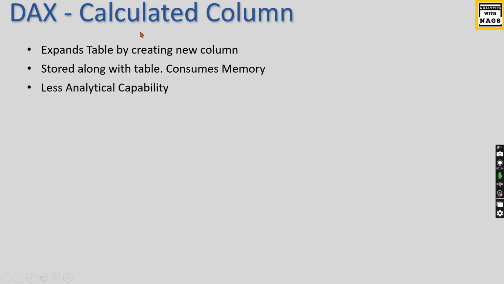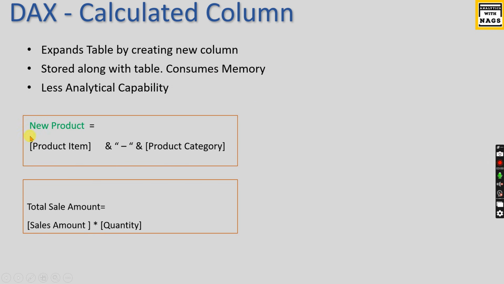First purpose is to create a calculated column. So basically it expands a table by creating a new column. When it is a calculated column, it will expand your table. Let's say you have 6 columns and you want to add another, then a new column will be created, and physically it is stored along with the table, consuming memory. It has less analytical capabilities. For example, in a product dimension, you want to concatenate product item and product category, then you can go for the calculated column.